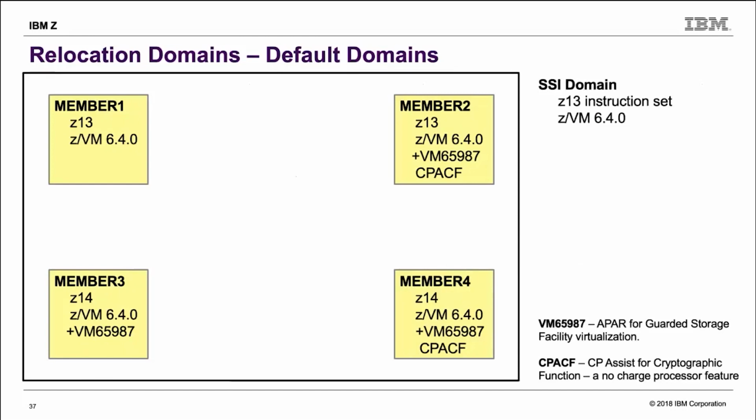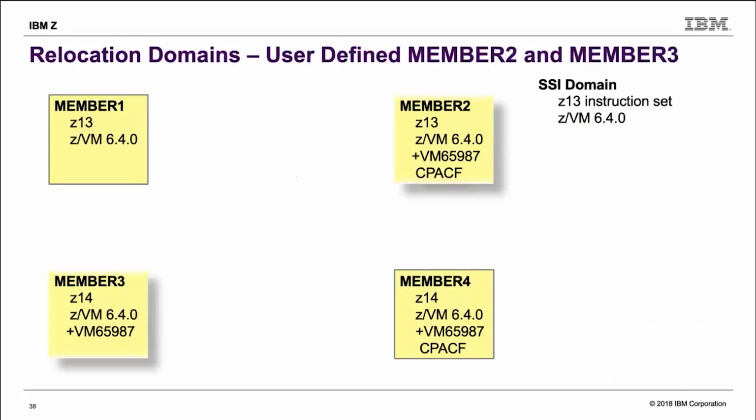Now, something to remember with the member-specific domains: any guest defined there cannot relocate anywhere, because they're defined to that member-specific domain using capabilities that may not be present on other members. But those defined in the SSI domain can relocate freely among any of the members.